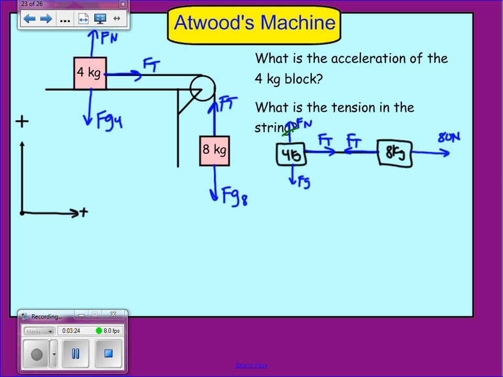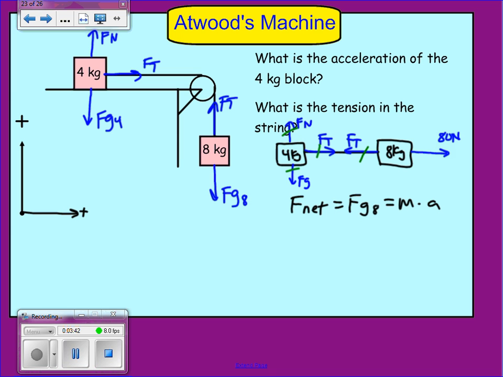Well, the normal and the gravity are canceling each other out. Those are gone. These two tensions cancel each other out. So really the net force acting on the system just comes from the force of gravity from the 8 kilogram block. And so that's what we're going to do.